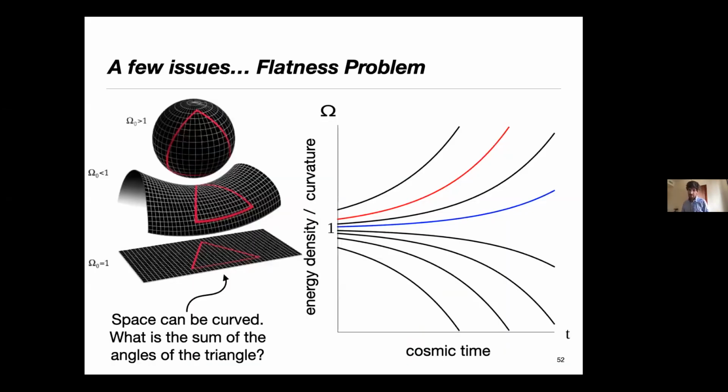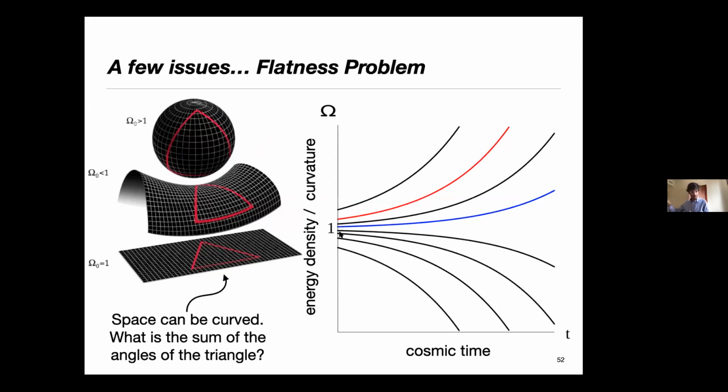There's another more technical problem called the flatness problem, which I think is worth mentioning because it's interesting. So space-time can be curved, as it turns out. It can kind of be like a sphere, or it can have this kind of saddle shape, which basically has to do with whether the angles of a triangle add up to 180 degrees or whether they add up to more than 180 degrees, like they do on a sphere, or less, like they do on a surface that has negative curvature.